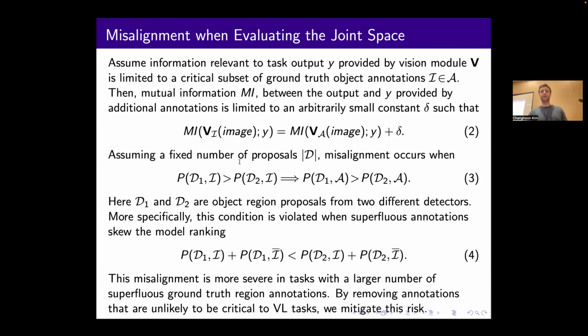And if this is the case, which we find to be the case in caption evaluation, then your ranking of the detectors will likely be incorrect depending on the severity of this misalignment, which is caused by the size of the typical set. So if you have a very small typical set and a lot of these superfluous annotations, your ranking will be enormously skewed by the superfluous annotations.